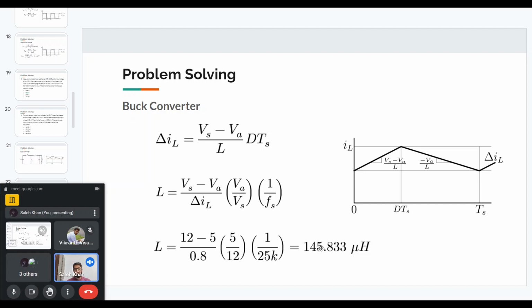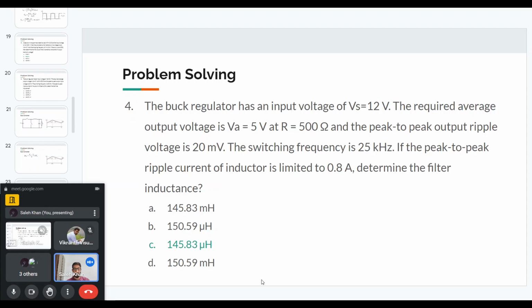So you can understand that if the inductance was 145 millihenry, then my ripple will be 1,000 times less, because I'm increasing the inductor 1,000 times. So instead of 0.8 amperes, my inductor current ripple would have been 0.8 milliamperes. But the answer to this question is C, 145.83 microhenry.